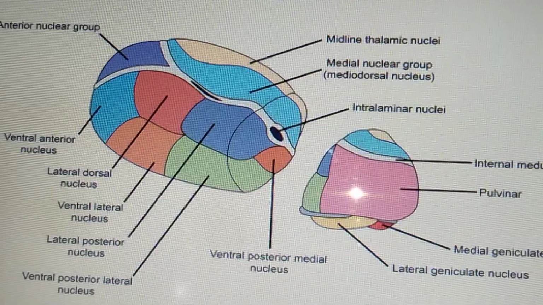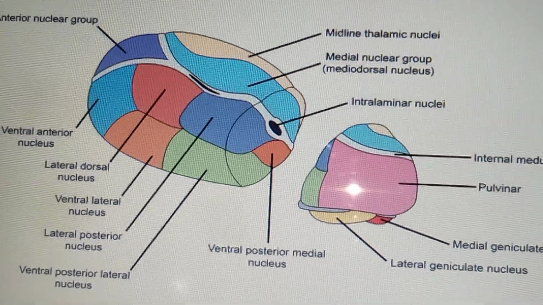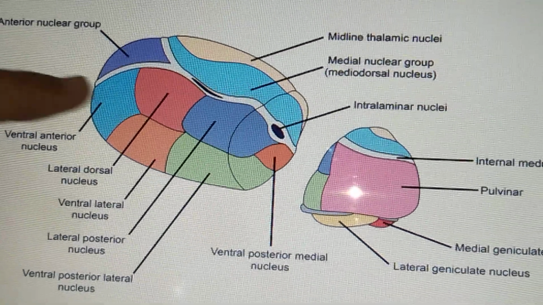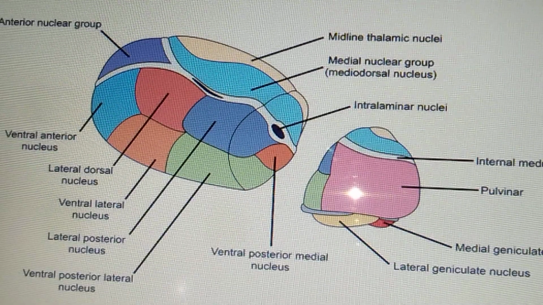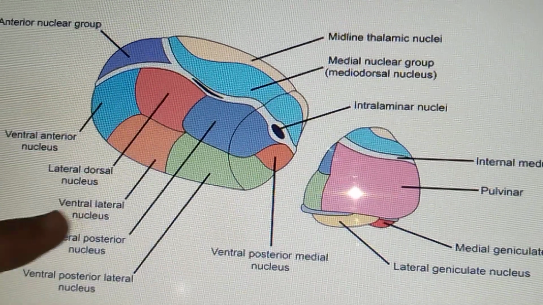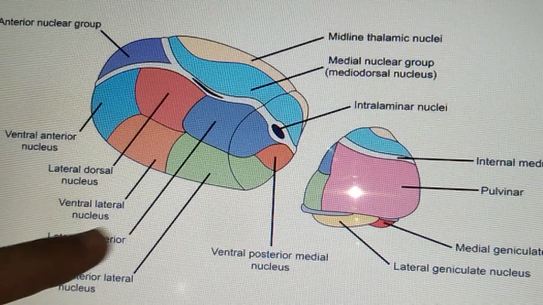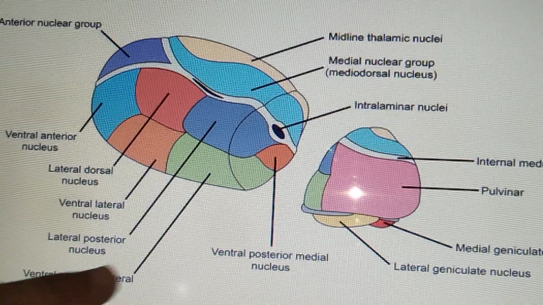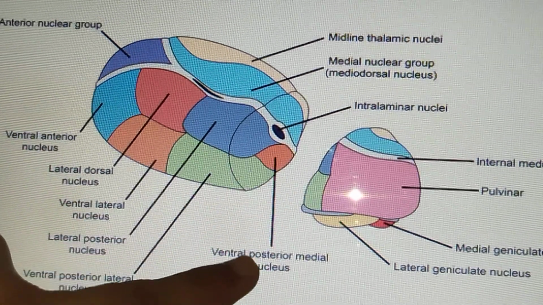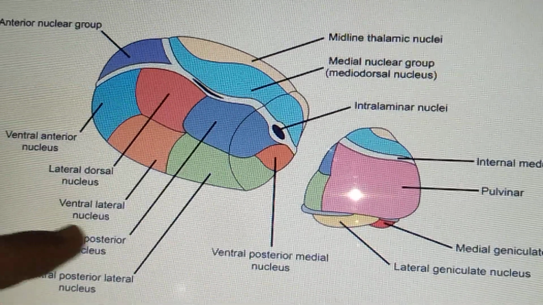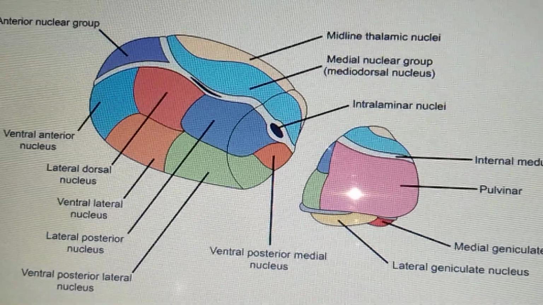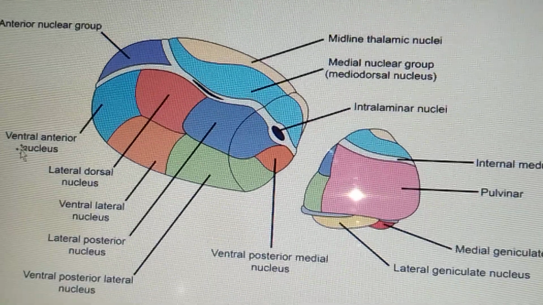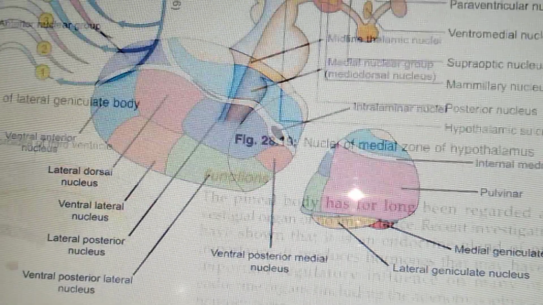The ventral nucleus is subdivided into anterior, intermediate and posterior groups, right? You can see the ventral anterior nucleus, then the ventral lateral nucleus, then the ventral posterior group, and in that the ventral posterolateral nucleus and the ventral posteromedial nucleus. This is the dorsal nucleus, the lateral posterior nucleus. Let us see the diagram that is given in your book, so that it will be more clear to you.